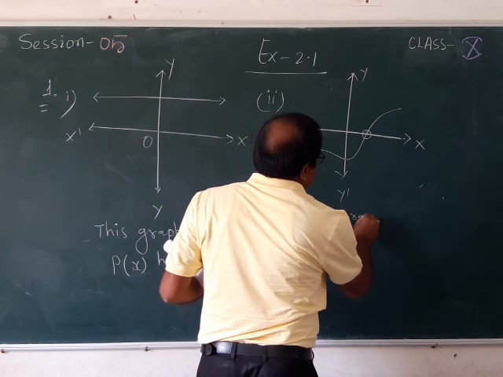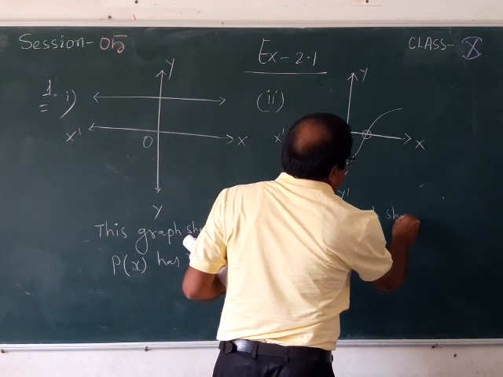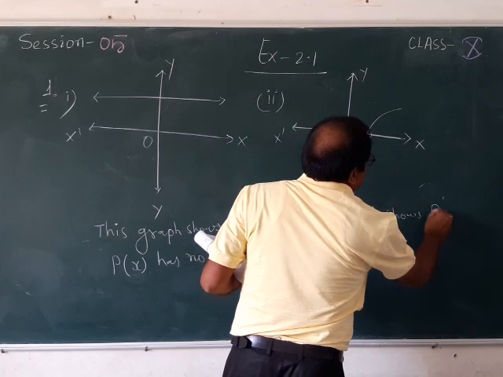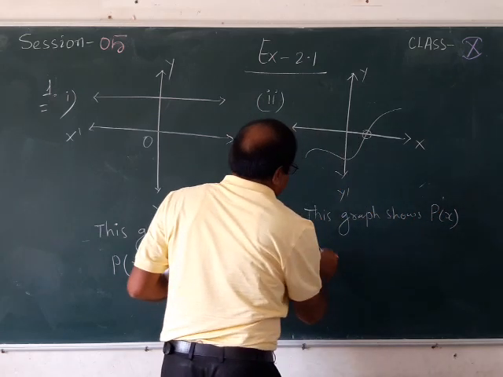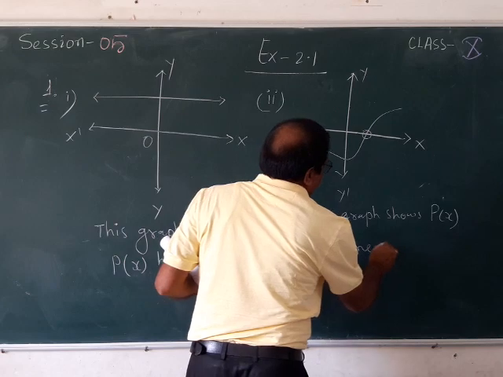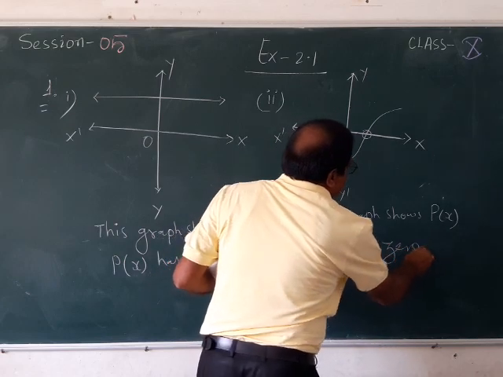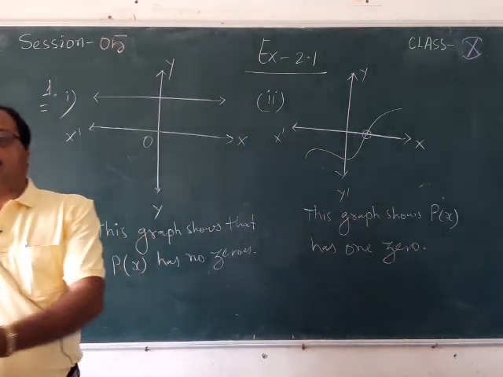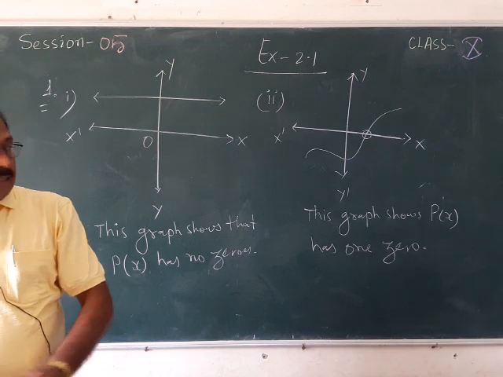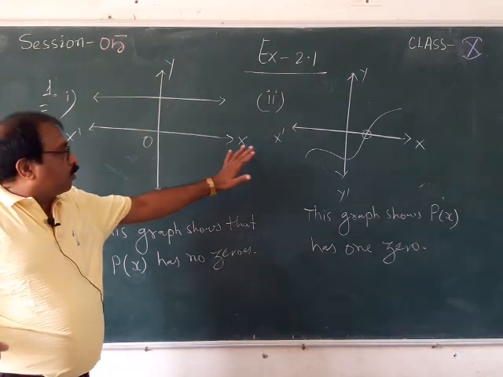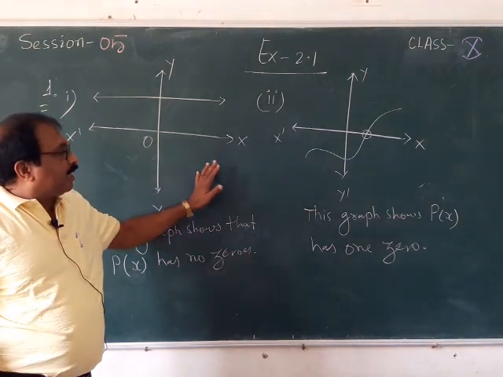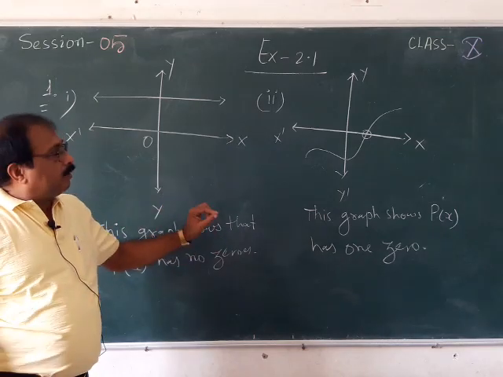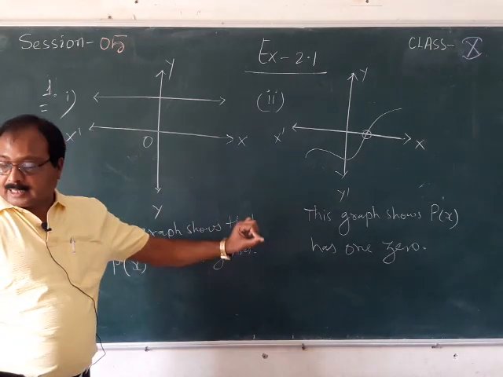This graph shows p(x) has 1 zero. So I hope that now it is clear that by looking at your graph you can say how many zeros are there for the polynomial p(x).